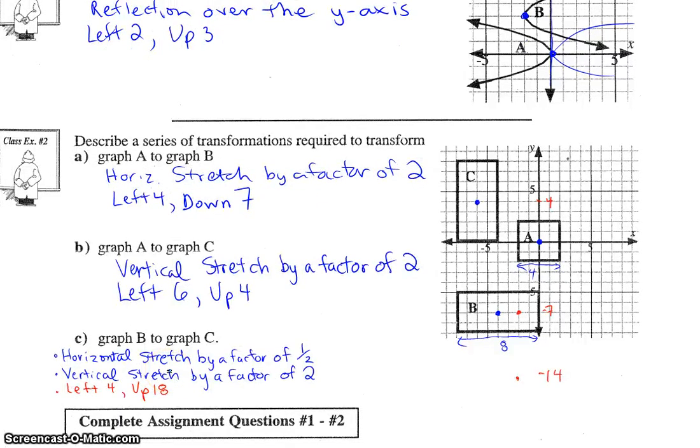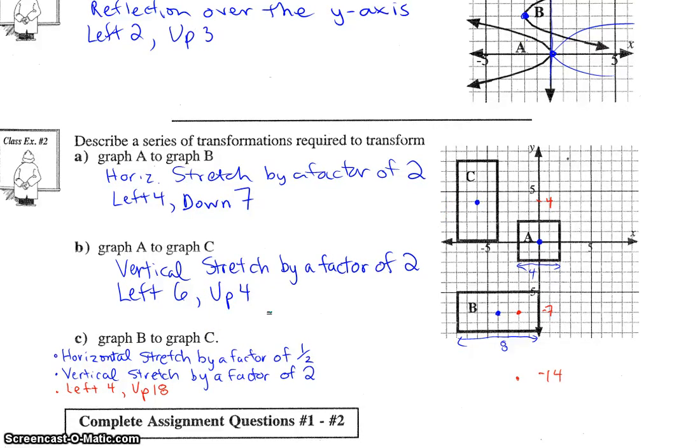All right, so part B of example 2, we have a vertical stretch by a factor of 2 going from graph A to graph C because it's twice as big vertically. And then if you take that center point, which wouldn't have moved after a vertical stretch, and figure out where it went to on the center point of box C, that would be left 6, up 4. Hopefully everyone did okay on that one.